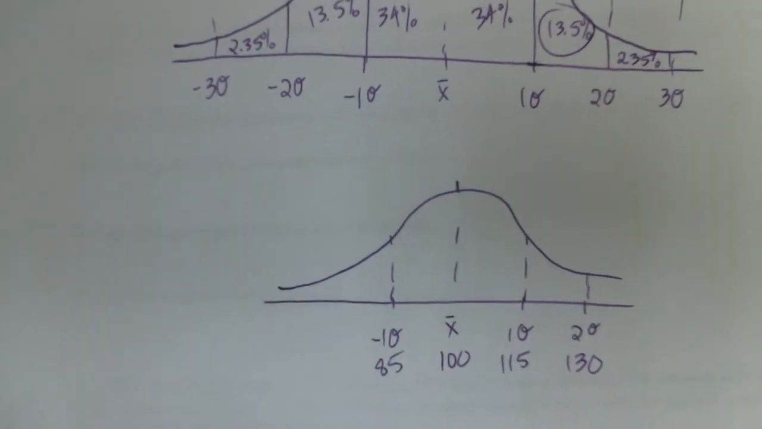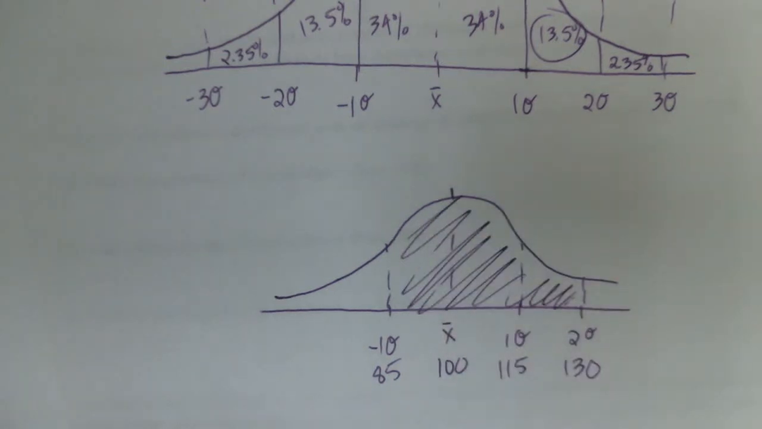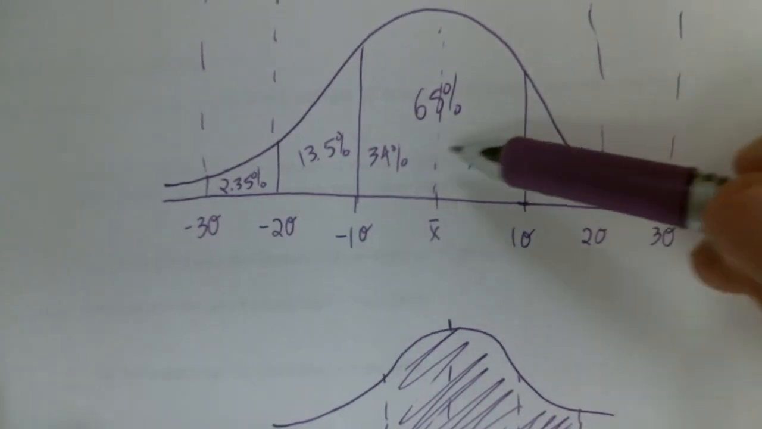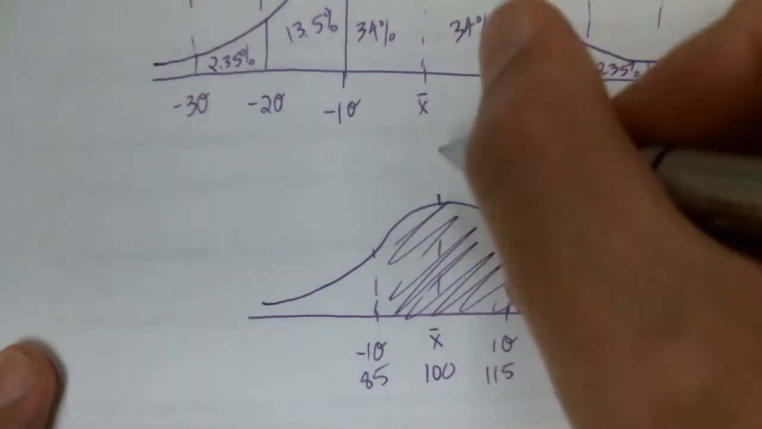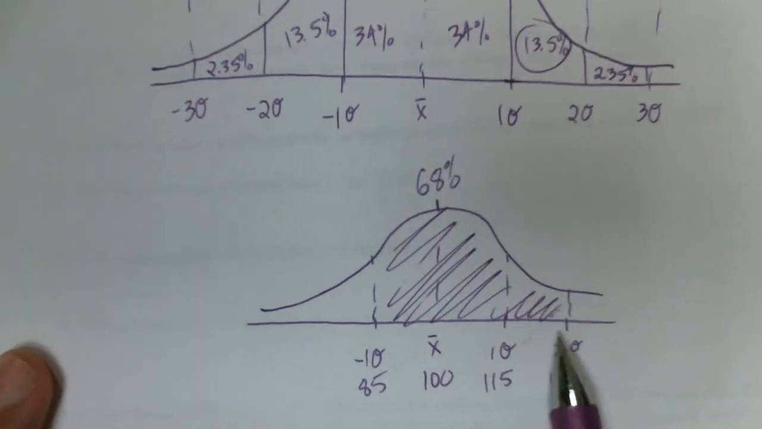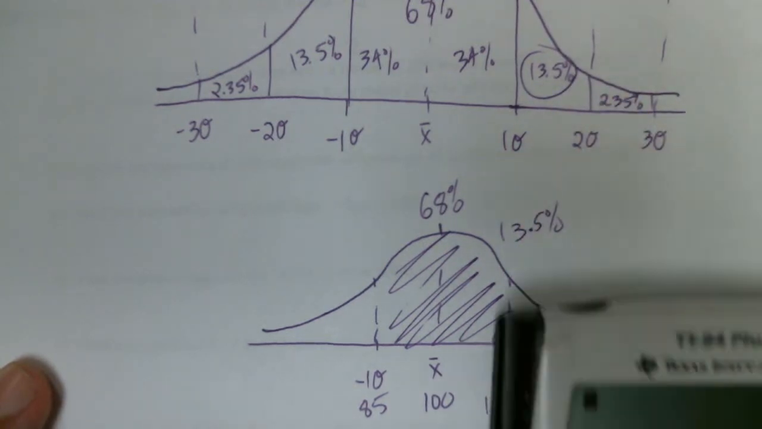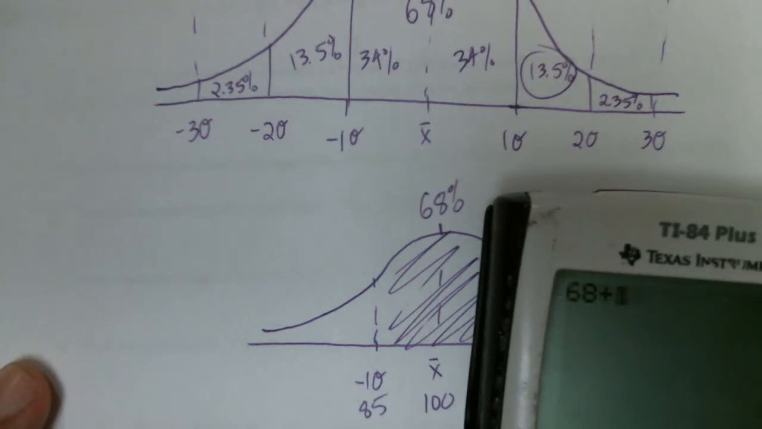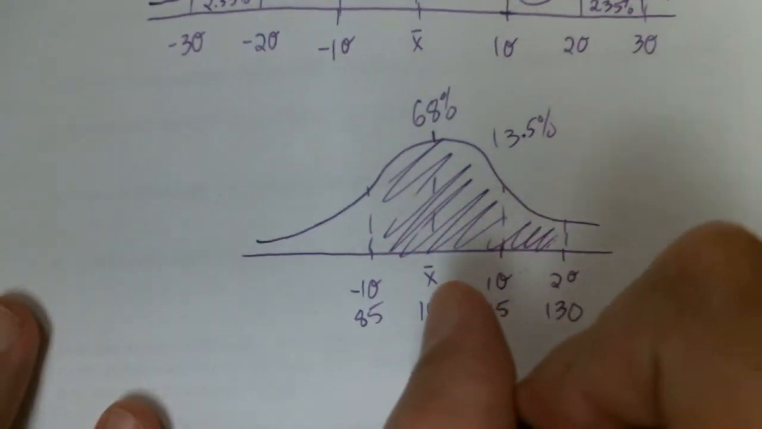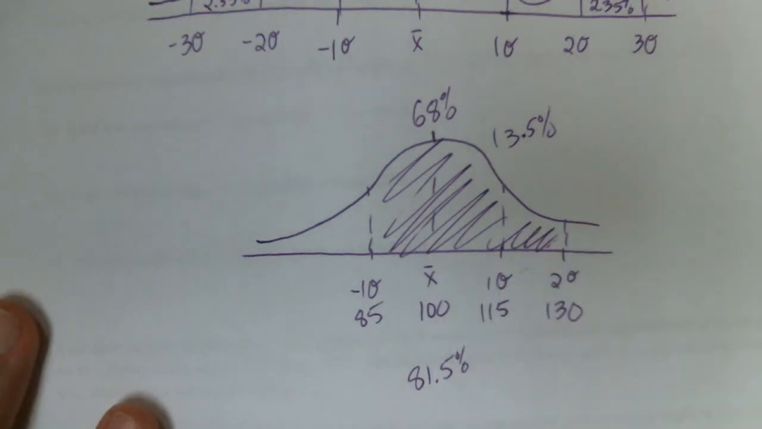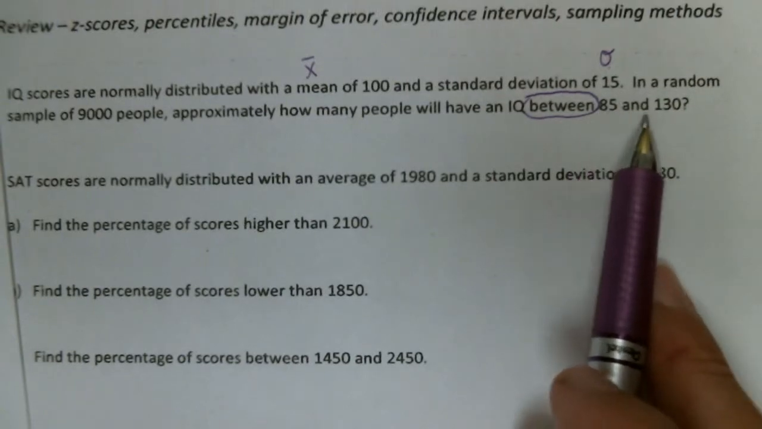So some of you guys may look at this and say, okay, I'm basically just trying to capture the data between -1 and 2 standard deviations. And you're right. And you can use these numbers to get an approximate value. Okay, I could say, well, between -1 and 1, that's 68% of the data. And then I can tack on this extra 13.5. So if I add those two numbers together, 68 plus 13.5, that gives me 81.5. So essentially, I would anticipate that 81.5% of the values, the IQ scores, would be between 85 and 130.